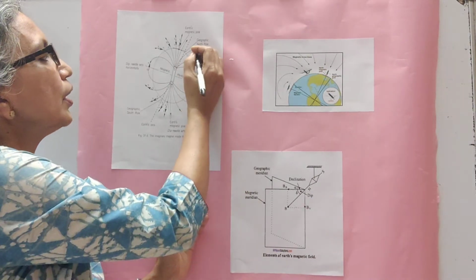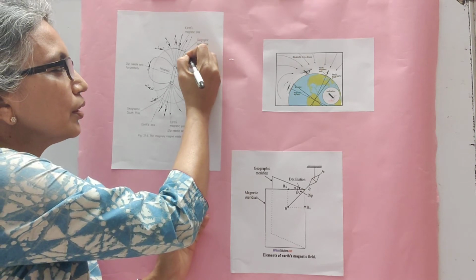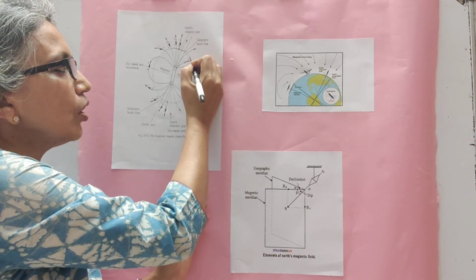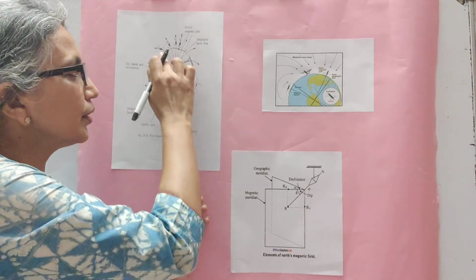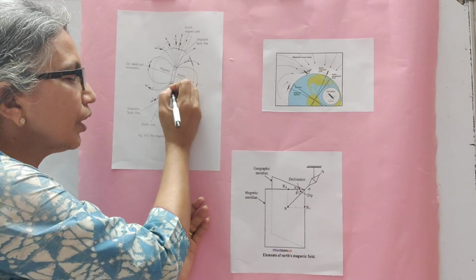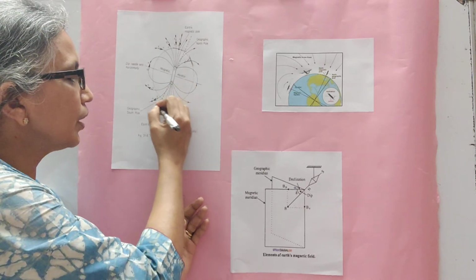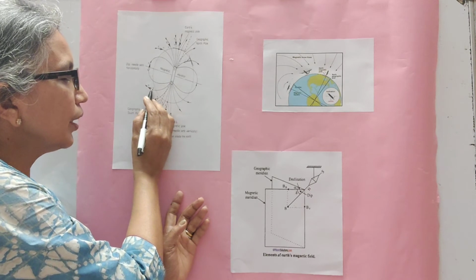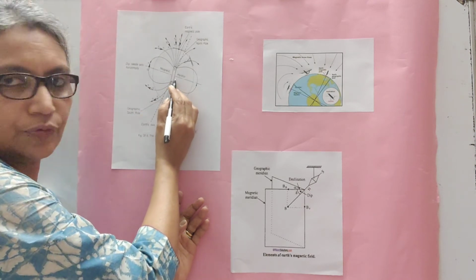Now here you will see that because we have the south pole here, the magnetic needle's north tip will be dipping down towards the surface of the earth. That is in the northern hemisphere. If you go to the southern hemisphere, we have the north pole here. So if you keep a magnetic needle, it will be the south end of the compass needle that dips towards the surface of the earth.